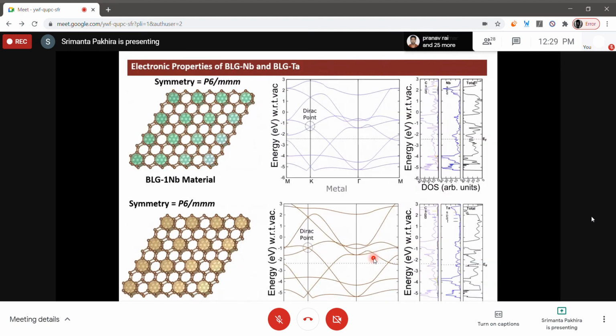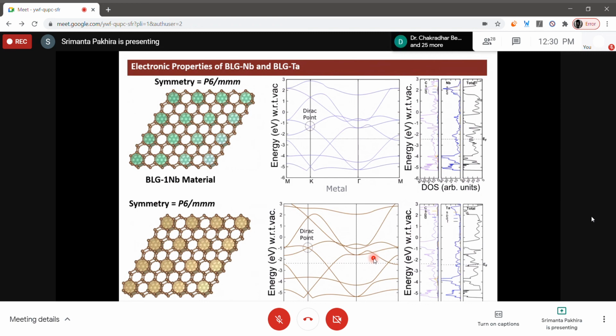Then we extended our work in the same periodic table, same column. Instead of vanadium, first we use niobium. Let's investigate why the Dirac cone is there. That is the question that comes. So what we did, if we use the niobium in per unit cell 1, it has the same symmetry.